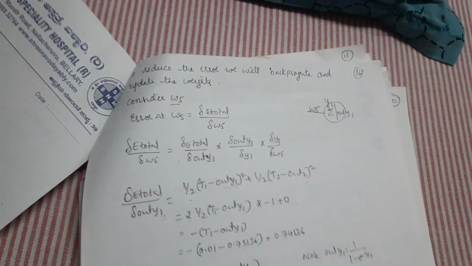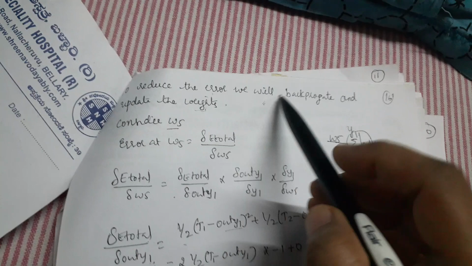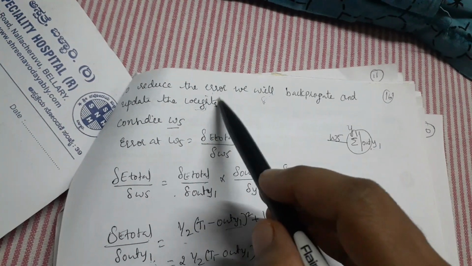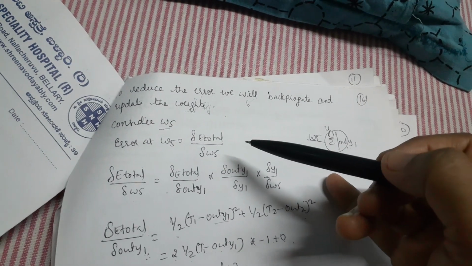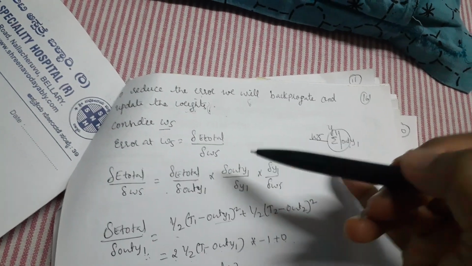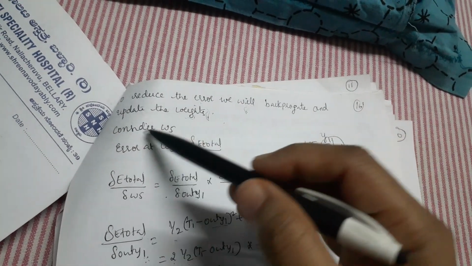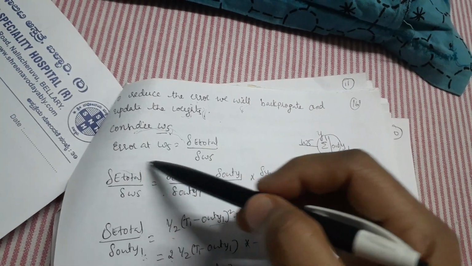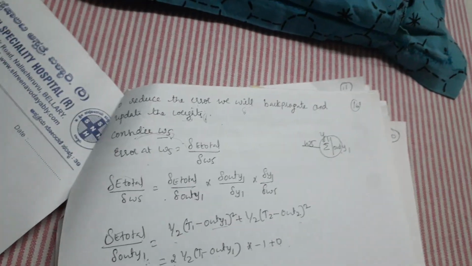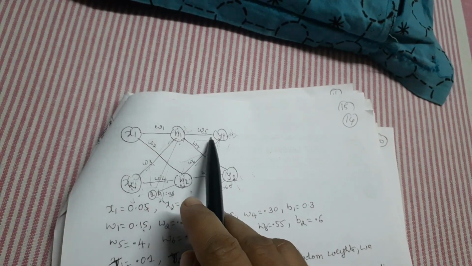So now, since the error is more, we have to reduce the error. So we have to backpropagate and update the weights. Here in this video, I'll show only updating one parameter, that is W5. Not all, I'll show only one. Consider W5. Now I have to update the weight W5.